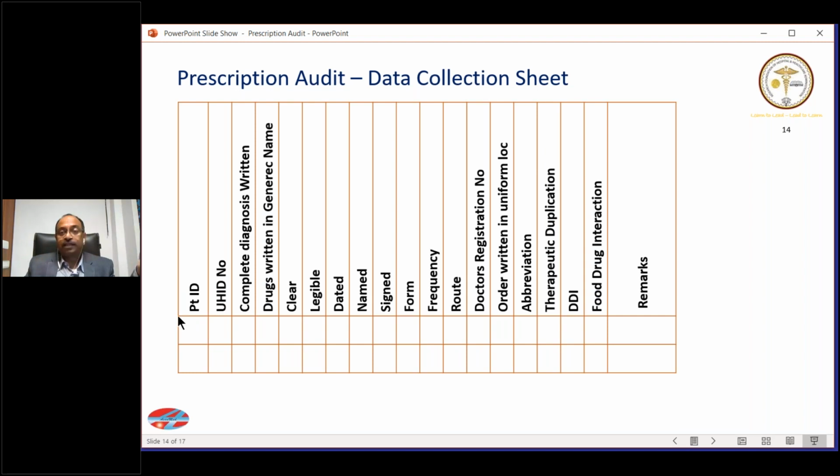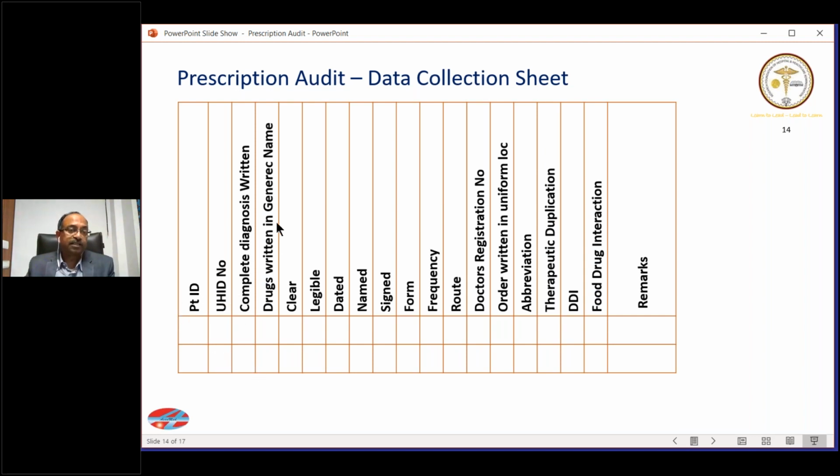So if you have 12,500 total specimens, total population of the prescriptions, you label them serially from 1 to 12,500, and you pick up every 31st. So you pick up 31st, then you pick up 62nd, and then like that you pick up every 31st prescription, and that is the number that you're going to write here, patient ID. UHID number, of course, will be there.